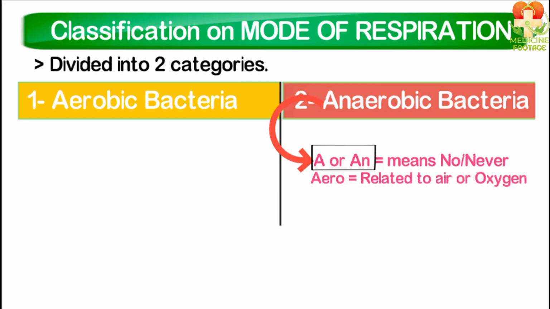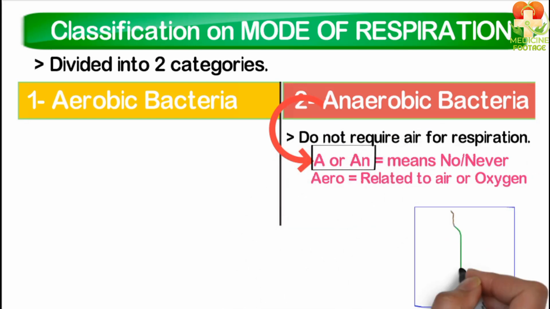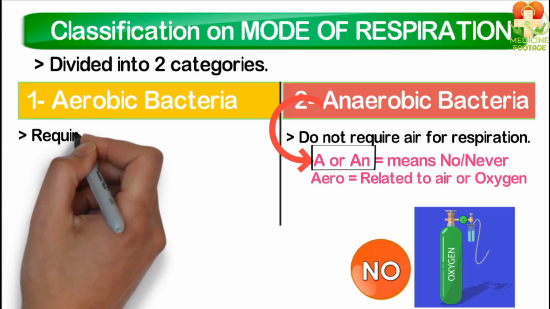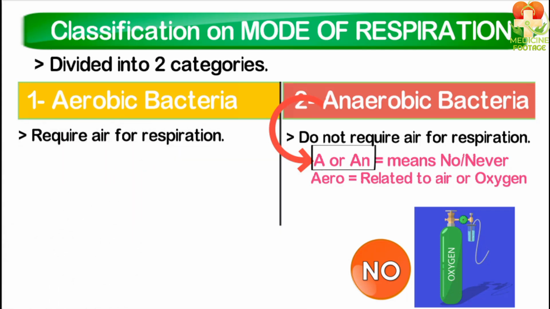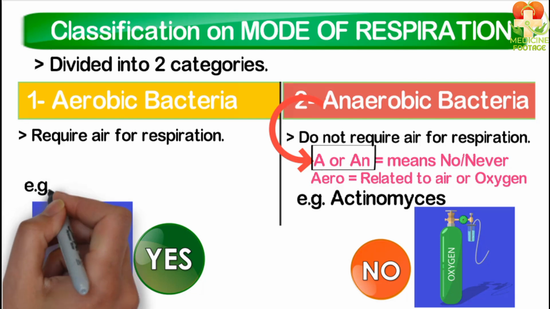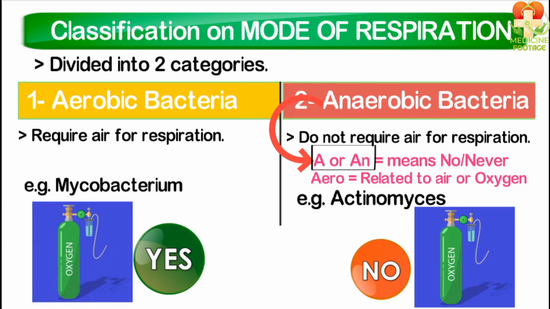These are the bacteria that do not require oxygen for respiration, so they are called anaerobic bacteria. And bacteria that require oxygen for respiration are called aerobic bacteria. If we talk about examples, an example of anaerobic bacteria is actinomyces. Now let's discuss an example of aerobic bacteria, such as Mycobacterium, which comes under aerobic bacteria.